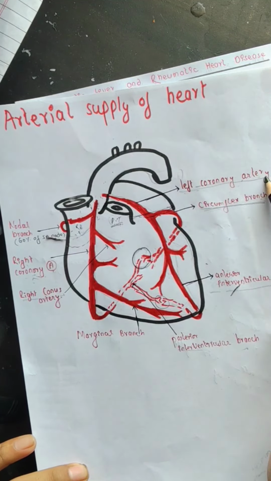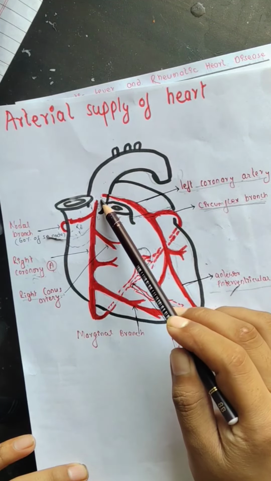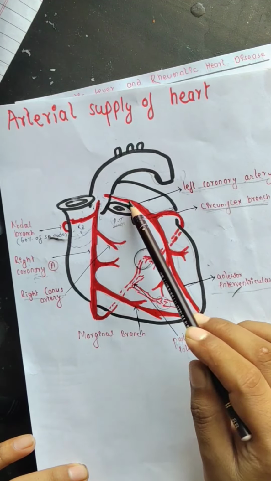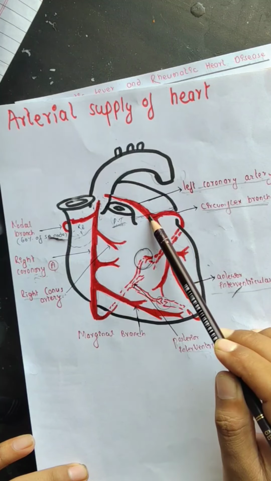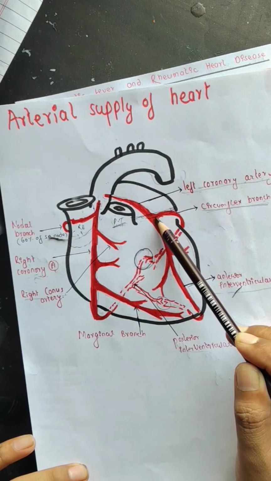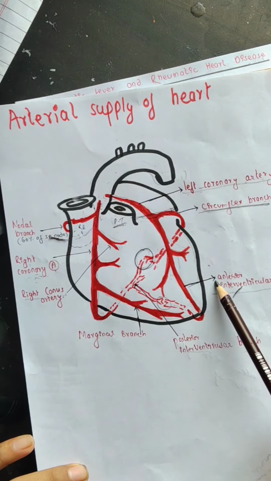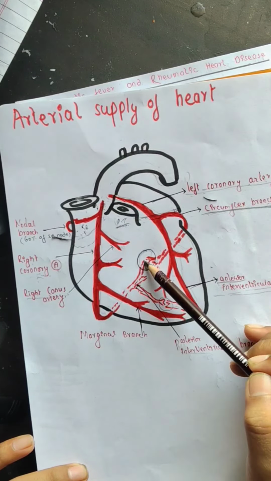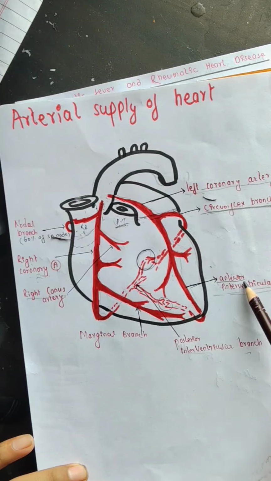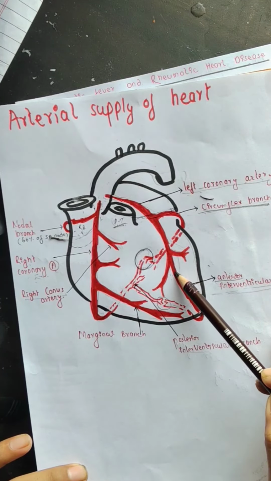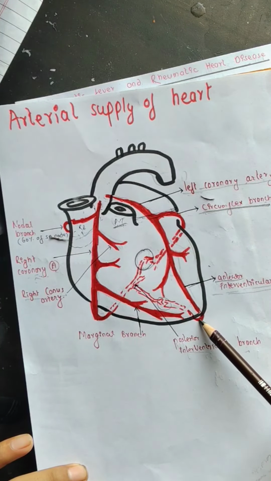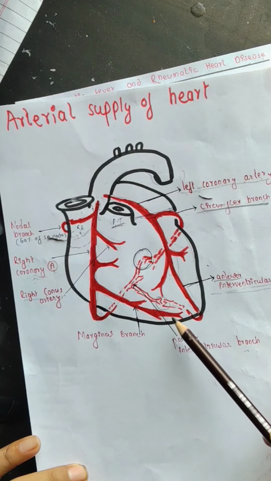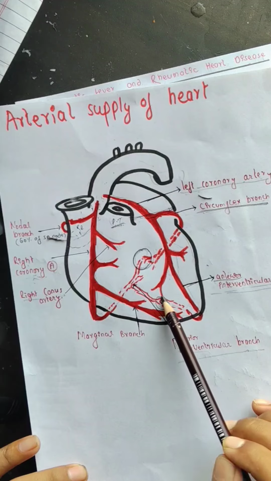For left coronary artery, it arises from the posterior aortic sinus of the aorta. Then it moves between the pulmonary trunk and the left auricle, and it divides into circumflex branch and the anterior interventricular branch. The circumflex branch makes anastomosis with the right coronary artery, whereas the anterior interventricular branch moves and reaches the apex of the heart and winds and anastomoses with the posterior interventricular branch of the right coronary artery posteriorly.